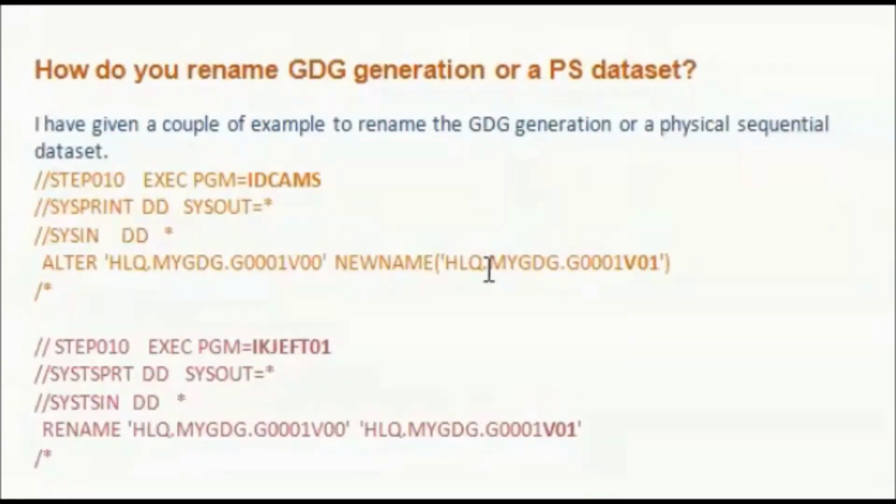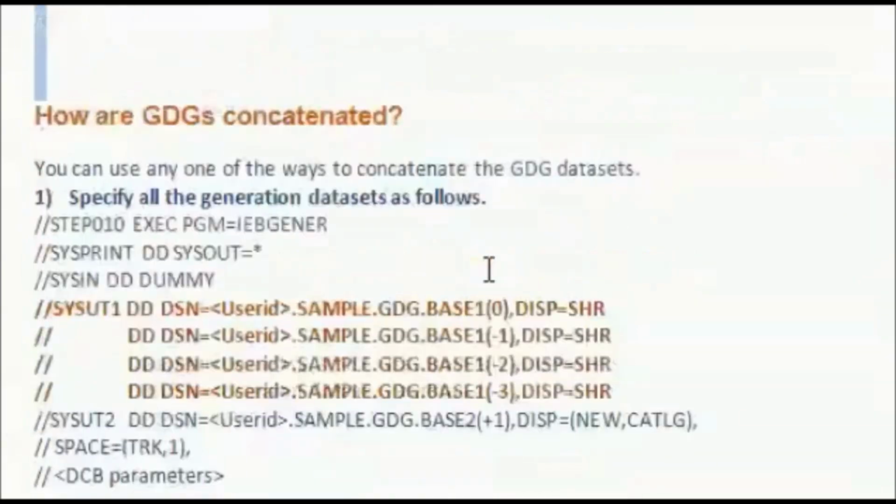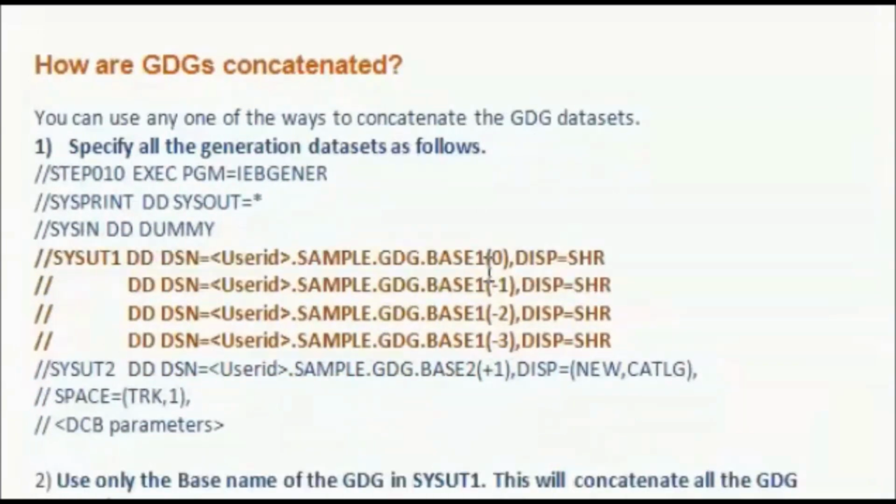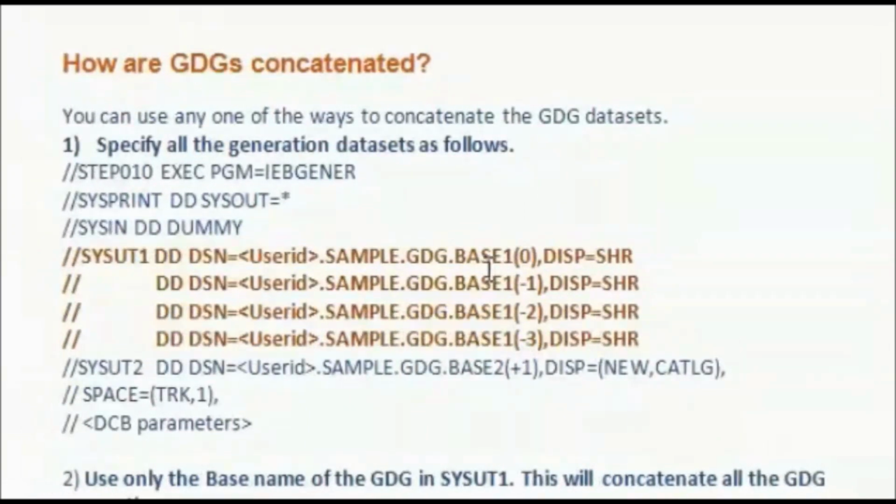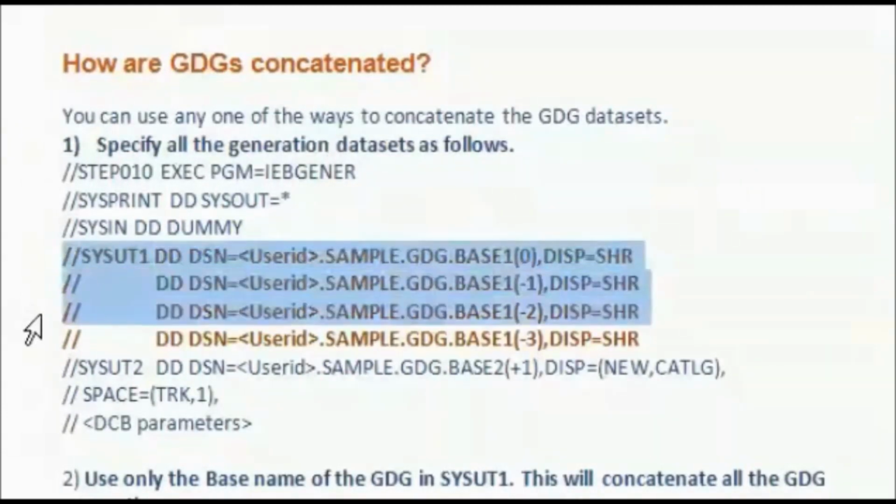Next question. How are GDGs concatenated? GDGs are concatenated by specifying the generation numbers or the GDG base. In the first example, I used the generation datasets. This is my input DD name, CCUT1. So it contains a list of generations. All these generation files are concatenated and copied into the output file.